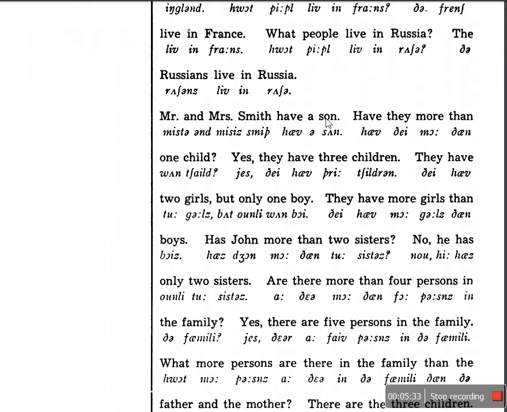Mr. and Mrs. Smith have a son. Have they more than one child? Yes, they have 3 children. They have 2 girls, but only 1 boy. They have more girls than boys. Has John more than 2 sisters? No, he has only 2 sisters.